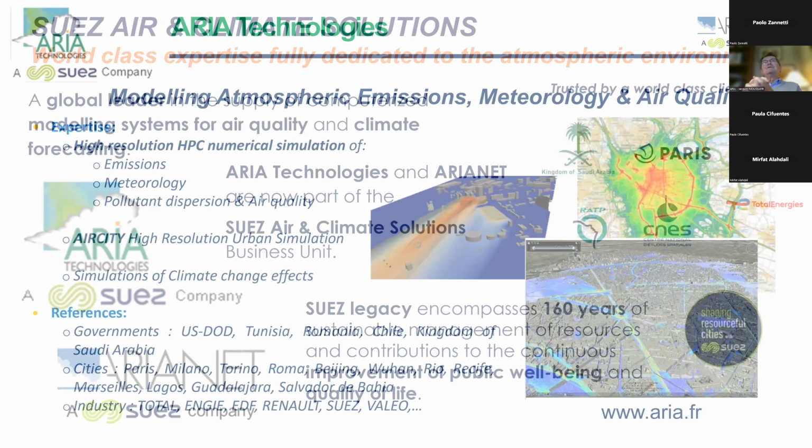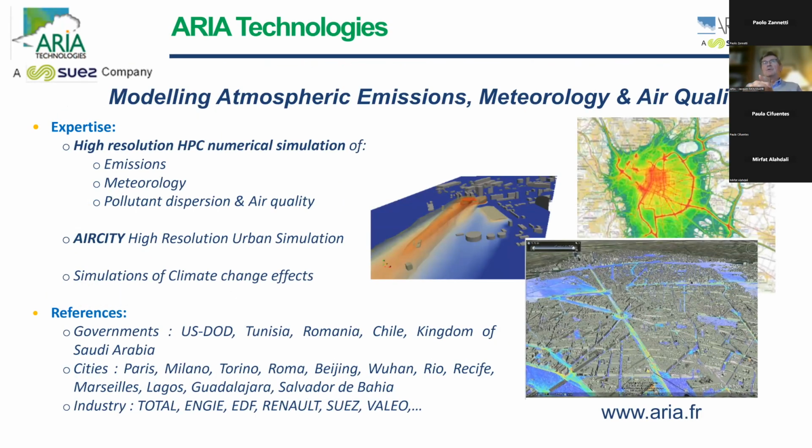Now, what do we do? We essentially do modeling of atmospheric emissions, meteorology, and air quality, although we've been adding significant activity in climate change in the past 5 to 10 years. It was a real change for us because the need for serious climate change simulation came out. Our expertise, as written in the slideware, is mostly high resolution, high performance computing numerical simulations for emissions, meteorology, pollutant dispersion, and air quality. I will talk a lot today about the AirCity high resolution urban simulation tool, and not today about the simulations of climate change effects, because this would lead us very far from our 45 minutes.